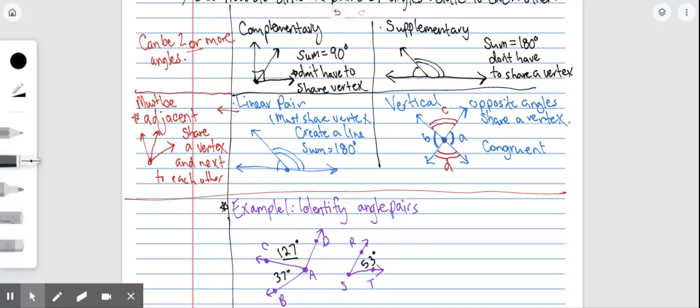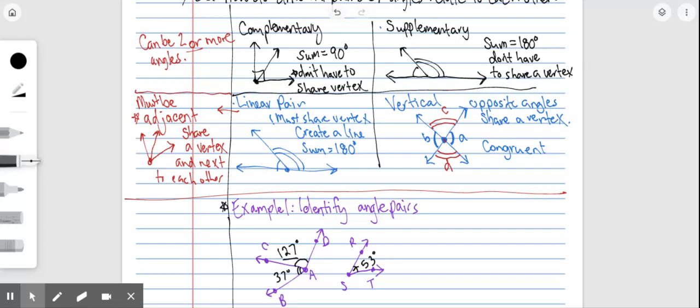That means that this angle, CAD, is 127 degrees. Okay, inside angle RST, we have a 53 degree mark. That means this angle, RST, is 53 degrees. And inside BAC is 37 degrees, which means, again, that angle BAC is 37 degrees. Now notice that I mark them all with different markings because none of them are congruent to each other. Okay, so we're going to name some angle pairs.